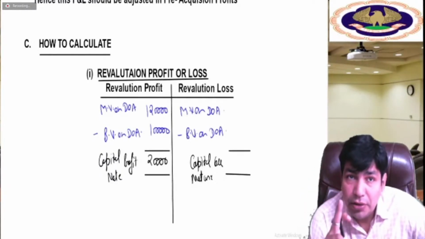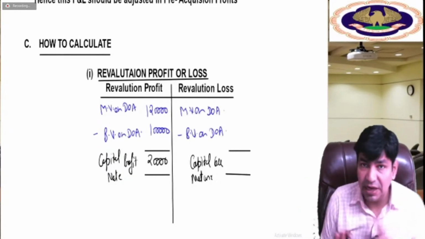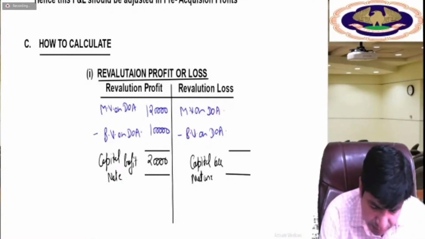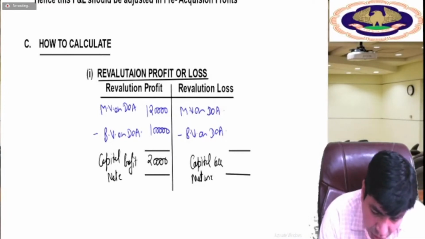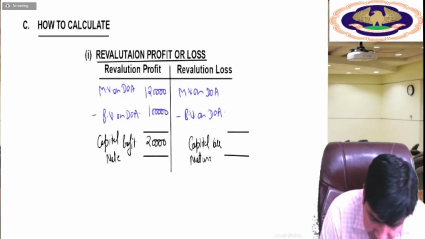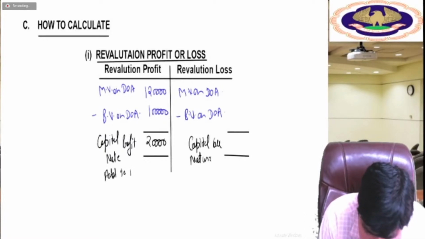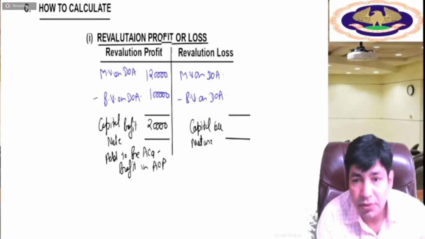I'm going to do the profit part first so that there may not be any confusion. After that, I will go for the revaluation loss part. Don't worry, but that will be systematic, step by step. Now, how should we do this? This should be added to pre-acquisition profit, of course, in analysis of profit. Okay, beta.